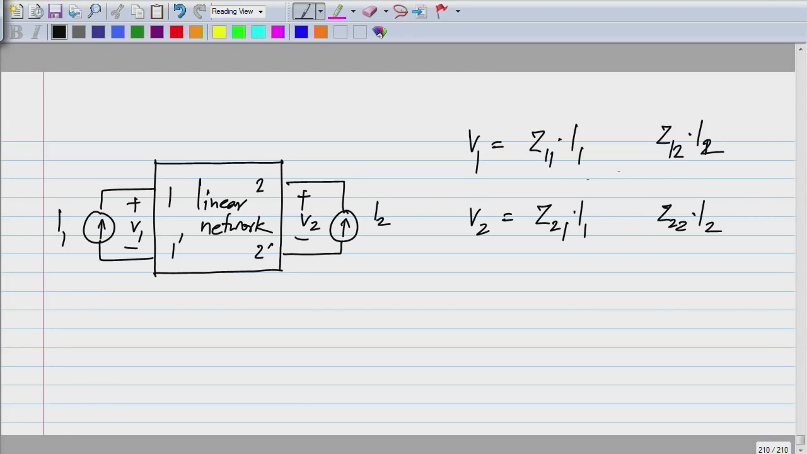Now, if both I1 and I2 are non-zero, by superposition, you will get the sum of these things. Okay. So here, voltages are expressed as some function of currents, and these numbers, what will be the dimensions or units of these numbers? Z11, Z12, Z21 and Z22.